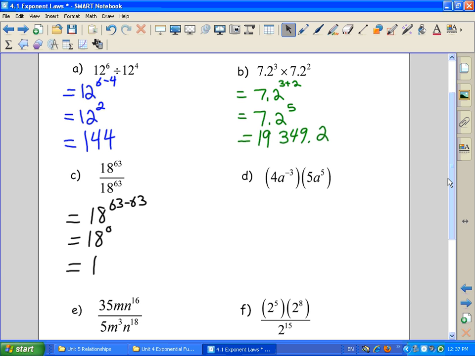Okay. Question D. Taking a look here, ladies and gentlemen, noticing that we have bases, but we also have numerical coefficients. So we treat them separately. So we multiply first of all the sign. Positive times a positive is a positive. Then the numerical coefficients, 4 times 5 is 20. And then we're going to take a look. Our bases are the same, a and a. So it's going to be a to the power of negative 3 plus 5.